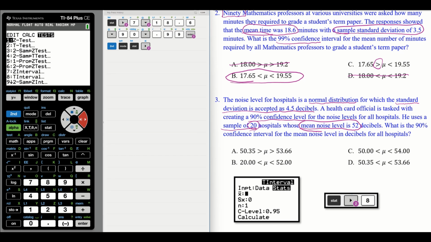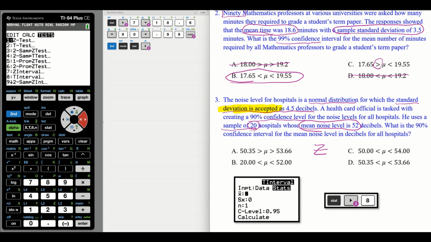Okay, what do we use? Do we use our Z or our T? Let's look at the words. These words right here: accepted. This implies that it's for the sample and that we are using the Z. Even though our n, our sample size, is low, less than 30, we can accept that sample size and use our z-score.